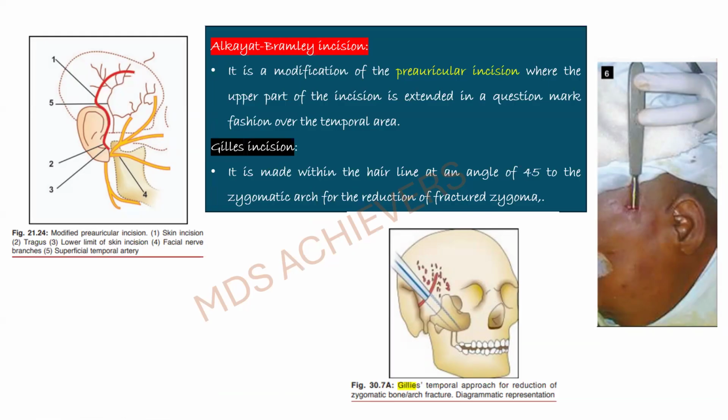And the Gillies temporal incision, very, very, very important thing. It is done for zygomatic fractures, and it is inserted at an angle of 45 degrees to the zygomatic arch. So thereby we can lift the zygomatic arch and split it down.